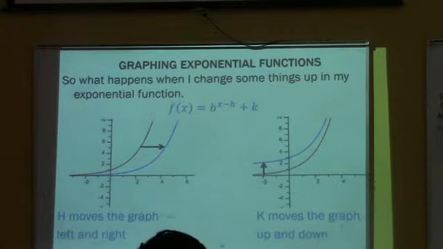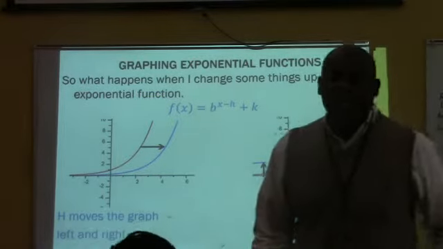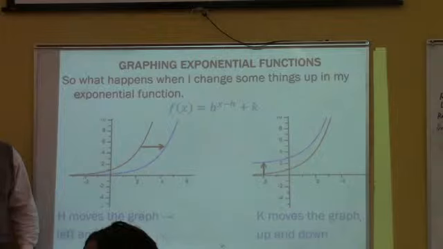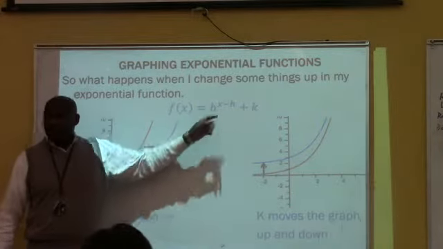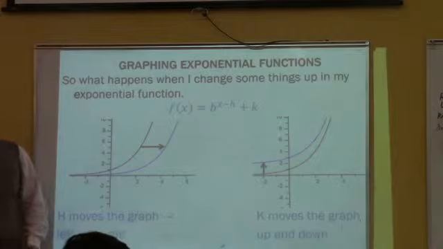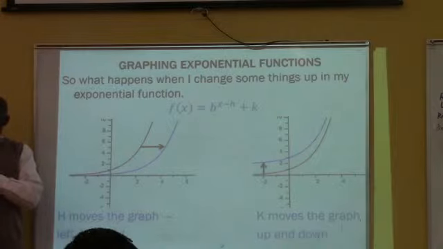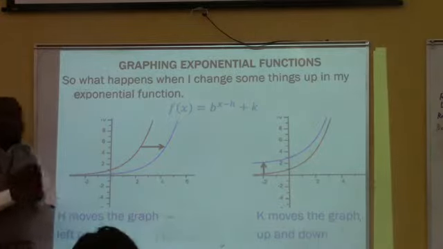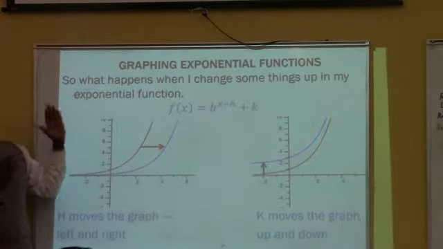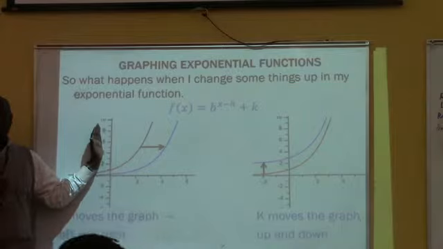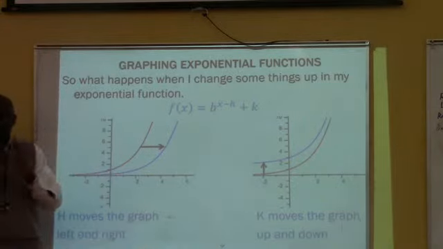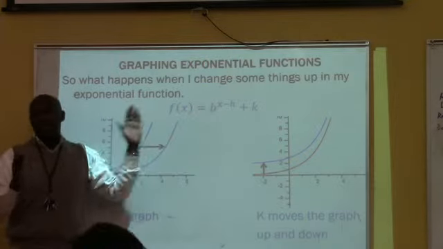That's what you're going to see a lot of when you do your graphs coming up. It's either going to move left to right, or it's going to move up or down. For h, it doesn't matter what number you put in there, that's how far you'll move it. If you add 2, it'll move to your left. If you subtract 2, it'll move to your right.